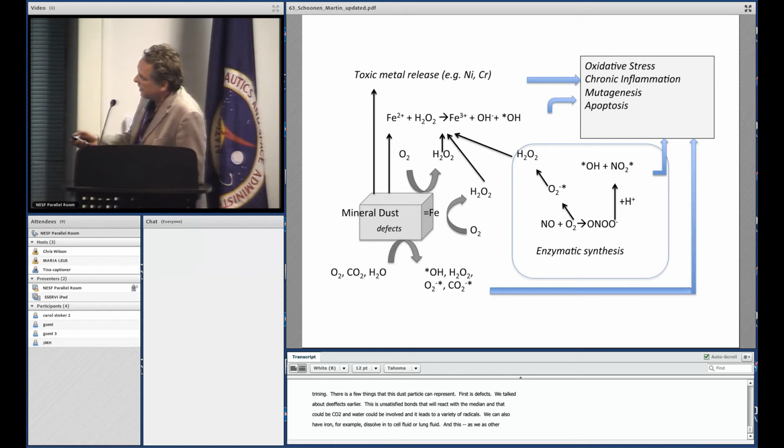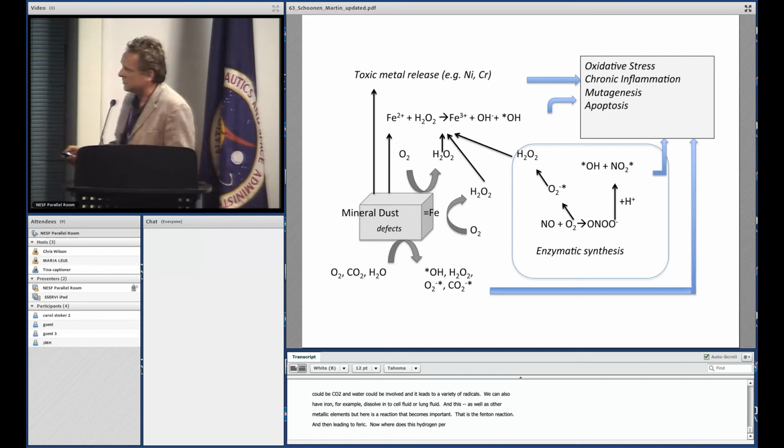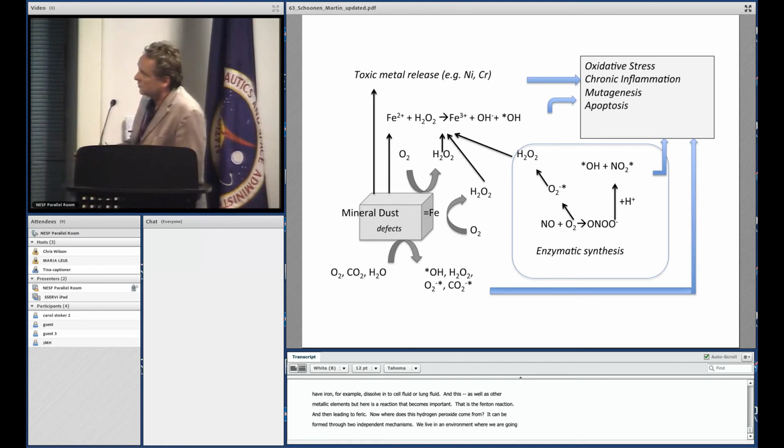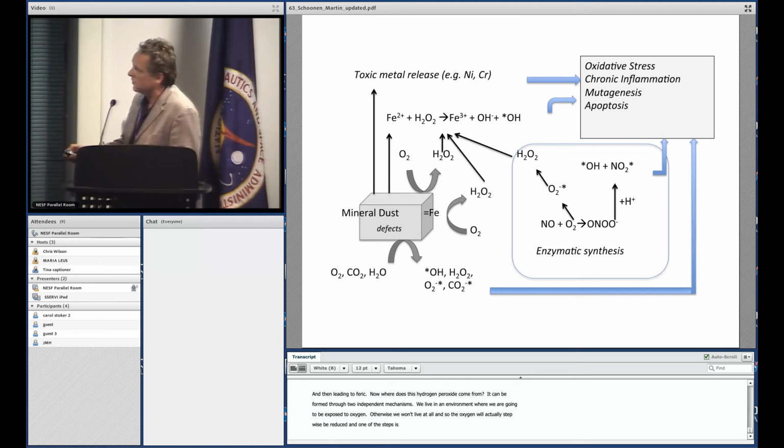But here's a reaction that becomes important. That is the Fenton reaction, where we have ferrous iron reacting with hydrogen peroxide and then leading to ferric iron, but most importantly, the OH radical is formed. Now, where does this hydrogen peroxide come from? Well, the hydrogen peroxide can actually be formed through two different independent mechanisms. One is that we have oxygen in the fluid, because we live in an environment where we're going to be exposed to oxygen, otherwise we won't live at all. And so the oxygen will actually stepwise be reduced, and one of the steps is the production of hydrogen peroxide. So that's one source of hydrogen peroxide.